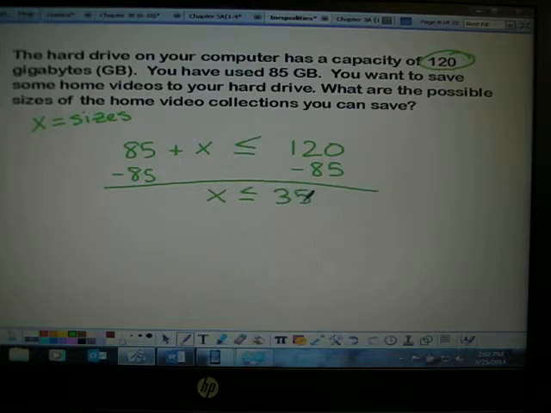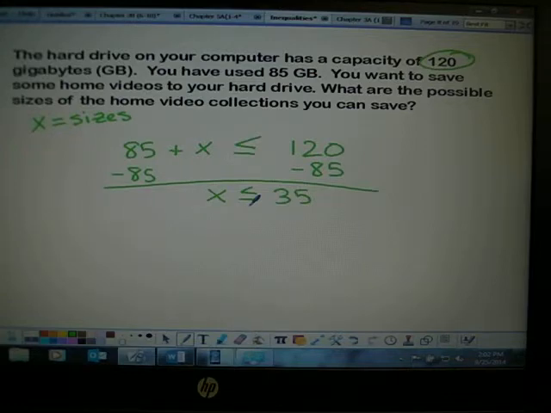So now what I want you to do with that is to explain your answer. Because we have inequalities, it's not just the number 35 anymore. It's everything that's less than 35. But then you have to think about it. Is there some other restrictions? It has to be a positive number, doesn't it?